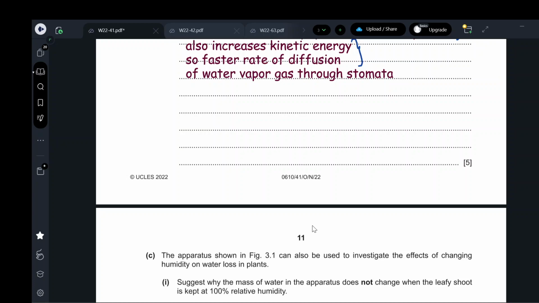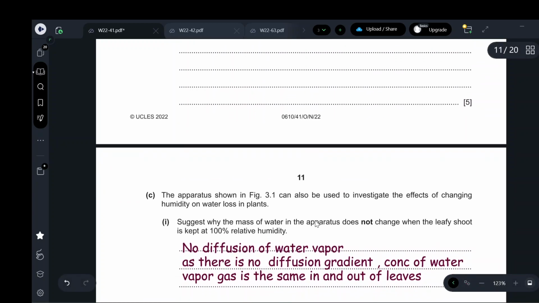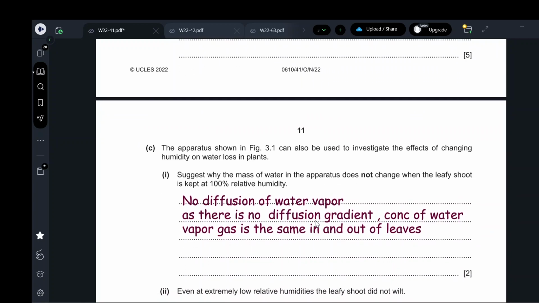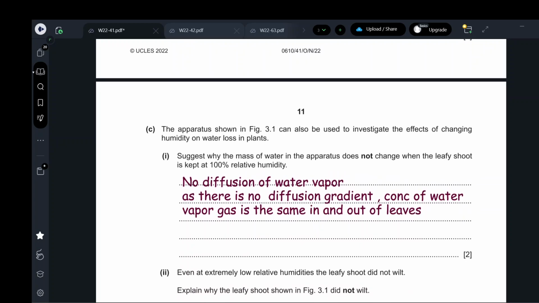Since it is full of water vapor, there will be no diffusion gradient. The water vapor cannot diffuse. So no diffusion of water vapor as there is no diffusion gradient, which means that the concentration of water in the leaves and out of the leaf is the same. There's no difference, so there is no diffusion. This was a tricky question for you to think about.